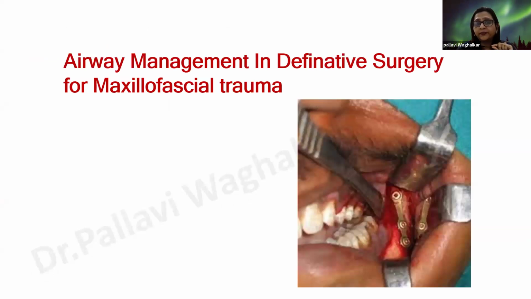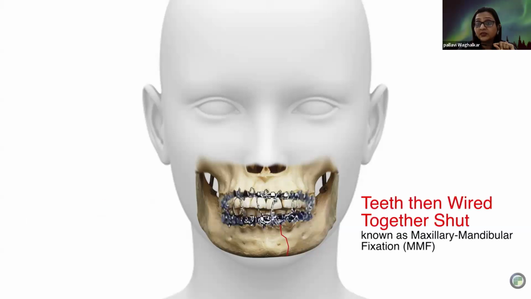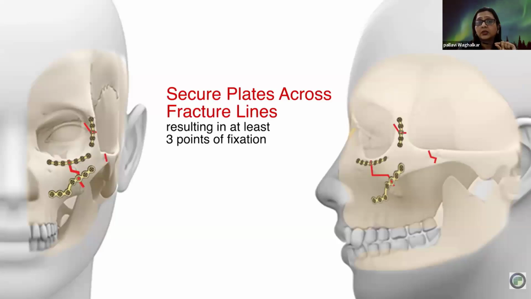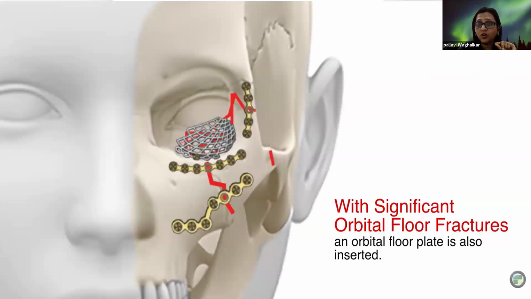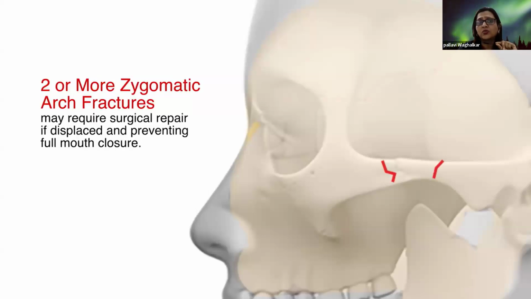This was the emergency cases. If the patient is coming for the definitive surgery for maxillofacial trauma, they place arch bars while the teeth are placed in normal occlusion. When the teeth are wired together, there will be MMF, maxillary mandibular fixation. Plates can be inserted. Zygomatic fracture correction and orbital floor fractures can be corrected. Single fractures might not be corrected, but if there are two or more zygomatic fractures which lead to prevention of mouth closure, we have to be careful in these cases.